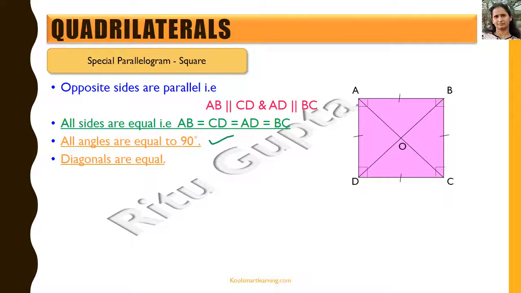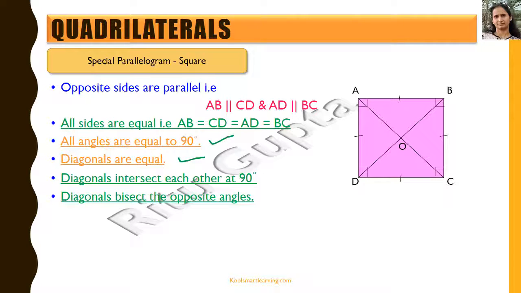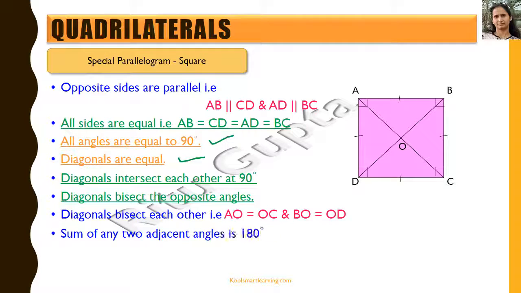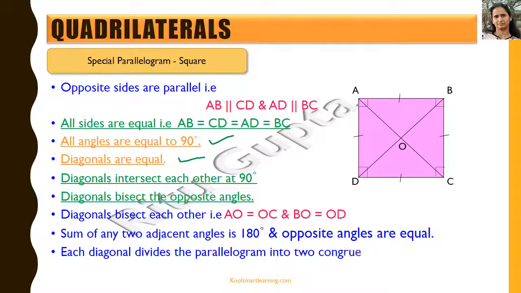Diagonals are equal. This is also not true in rhombus. So this is special in case of squares. The diagonals intersect each other at 90 degree, as is the case with rhombus. Diagonals bisect the opposite angles. Diagonals bisect each other, as is the case with all parallelograms. Sum of any two adjacent angles is 180 degree and opposite angles are equal. And each diagonal divides the parallelogram into two congruent triangles.